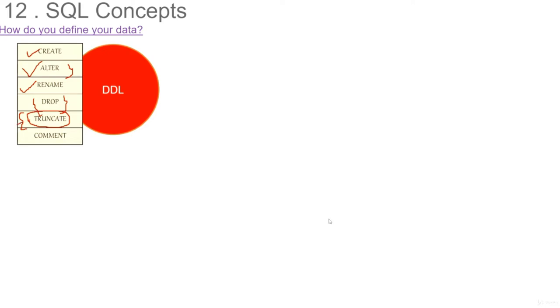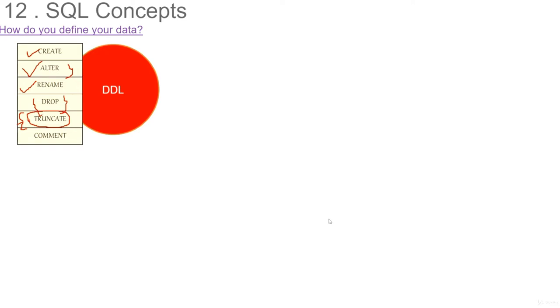So when you do a truncate, it deletes all the data in the table, okay, and it also commits it automatically, which means that once you truncate it, you cannot undo it. So you have to be very careful when you use a truncate statement.